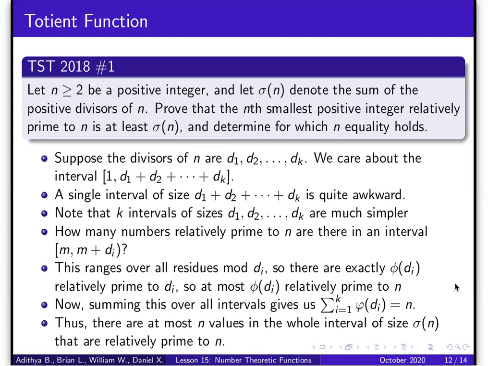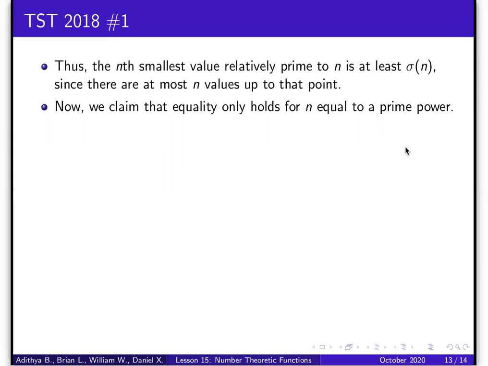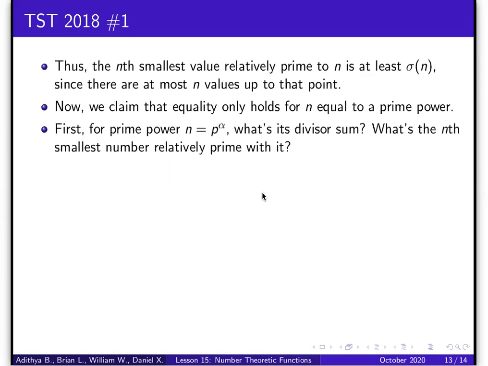So first of all, let's consider, so now we're going to claim that equality is only going to hold when n is a prime power. So suppose that n is equal to p to the alpha. What we want to show is that the nth smallest number relatively prime to p to the alpha is equal to the sum of the divisors. So can anybody tell me what the sum of the divisors of n is?